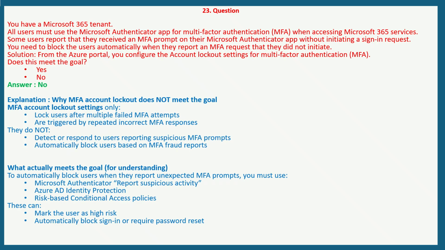Number 23. You have a Microsoft 365 tenant. All users must use the Microsoft Authenticator app for multi-factor authentication when accessing Microsoft 365 services. Some users report that they received an MFA prompt on their Microsoft Authenticator app without initiating a sign-in request. You need to block the users automatically when they report an MFA request that they did not initiate. Solution: from the Azure portal, you configure the account lockout settings for multi-factor authentication. Does this solution meet the goal? We have two options, yes or no.